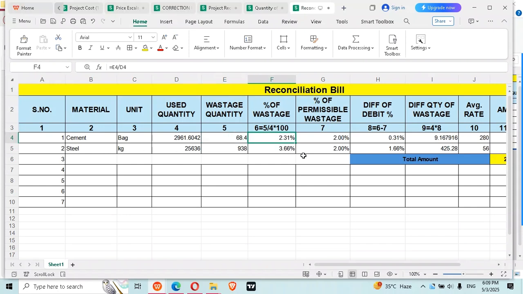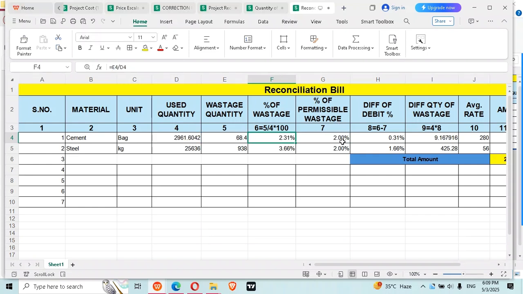Then we come to the percentage of wastage. What you should do is come here; it means wastage quantity divided by use quantity and multiplied by 100, so you will get this one. Look at this, engineers, we have the wastage quantity here, just divide by use quantity and multiply by 100. So you will get the percentage of it, and the percentage of permissible wastage.